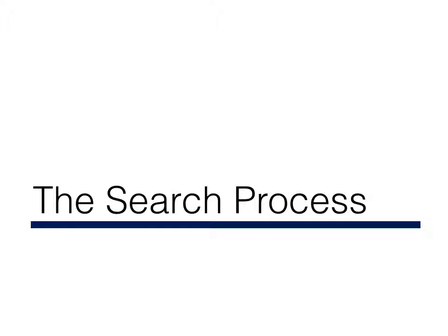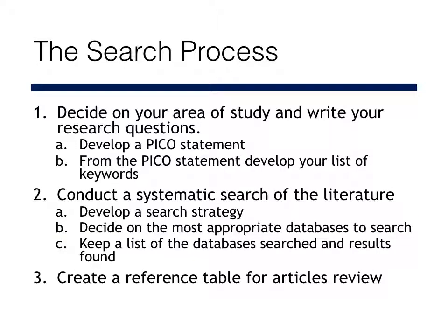So now let's talk about putting all this information together and discussing the search process. Now let's review the steps in the search process. First, decide on your area of study and write your PICO statement. Remember, your PICO statement is your population, intervention, comparison, and outcome statement. From the statement, you can begin to develop your list of keywords.